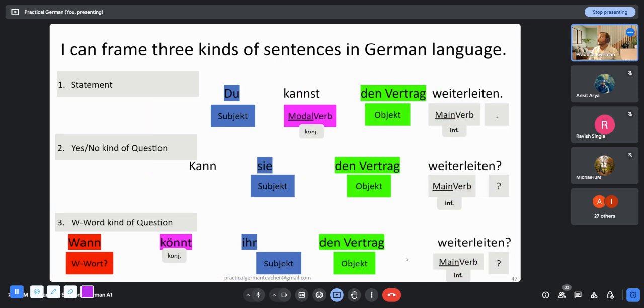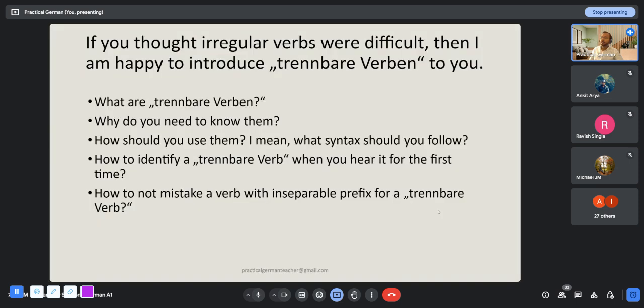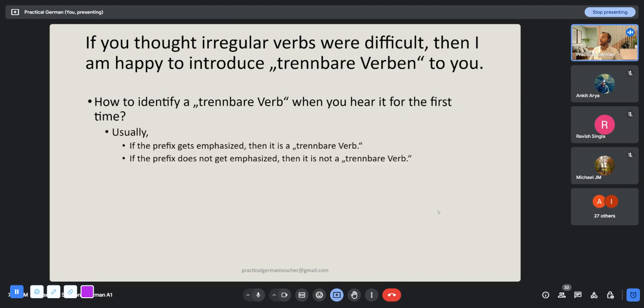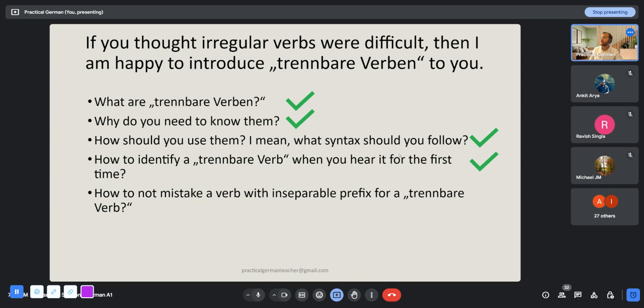Understand that. As I said, how do you identify a trennbare verb when you hear it for the first time? If the prefix gets emphasized, then it is a trennbare verb. If the prefix does not get emphasized, then it is not a trennbare verb. Okay, that was the theory part.